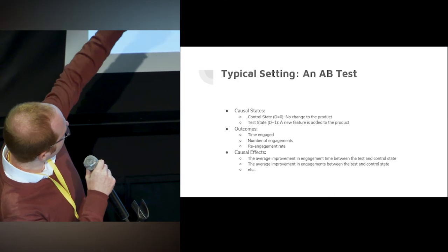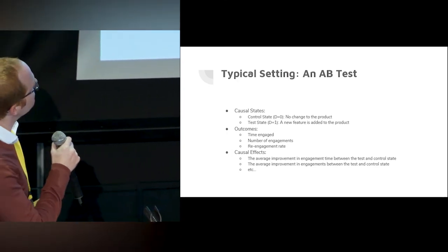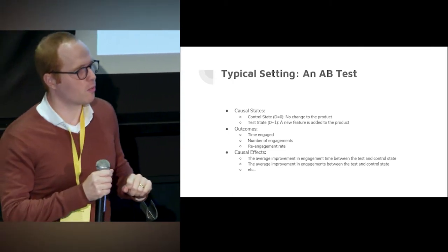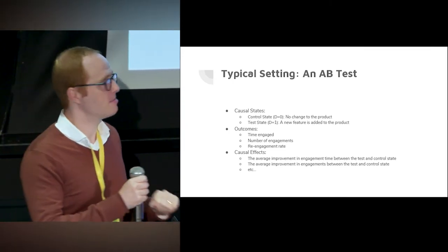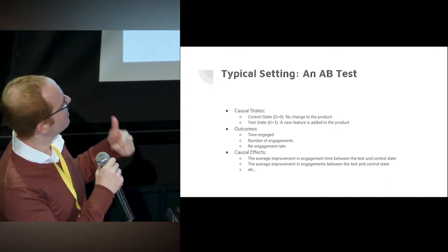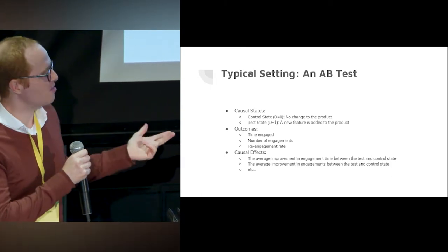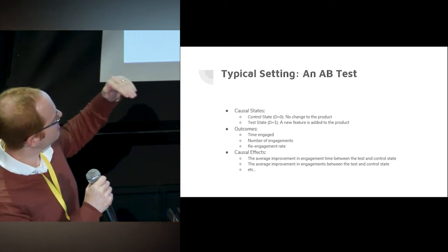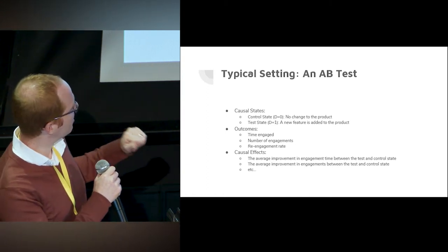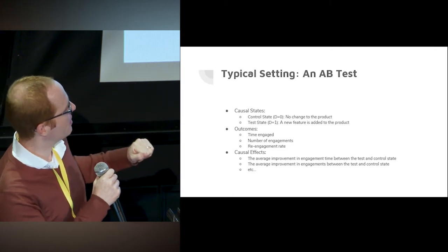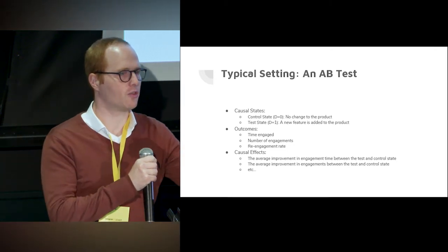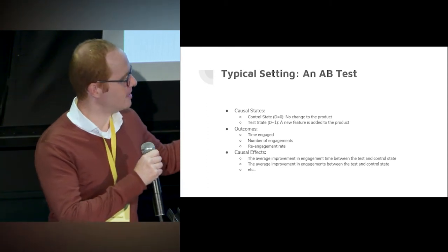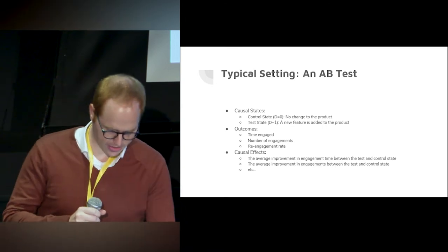Suppose we're making a product change, so the control state for an A-B test is D equals 0, the test state is D equals 1. We're worried about several outcome metrics on our website: the time engaged on the website, number of engagements, and the rate of people re-engaging. These are each outcomes we care about. And in each of these cases, there's a causal effect we care about: the average improvement in engagement time between the test group and the control group, or the average improvement in number of engagements between the test and control group, or whatever other metrics you care about.